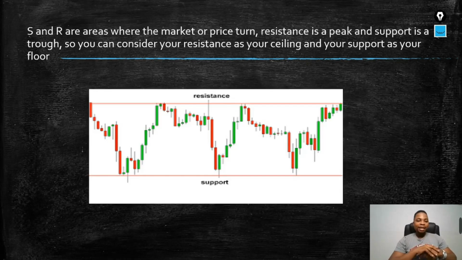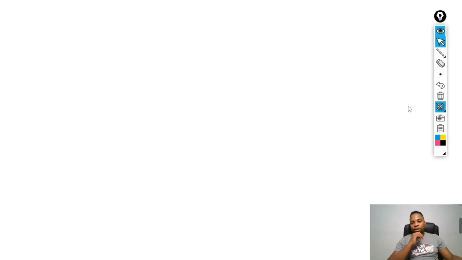S&R are areas where the market price turns. A resistance is the peak and support is the trough. So you can consider your resistance as a ceiling and your support as a floor. So let me now go to a demonstration so that you see what it is that I'm talking about.